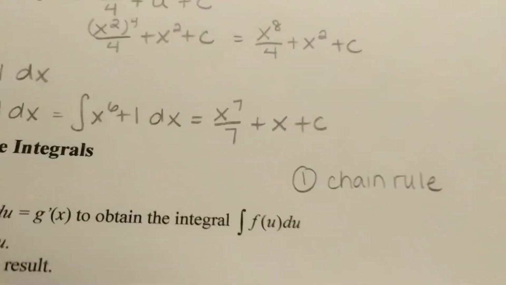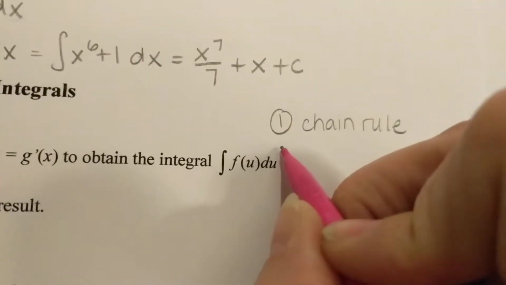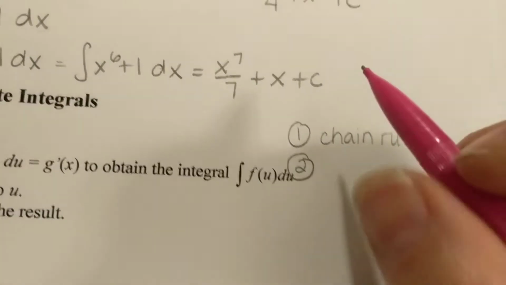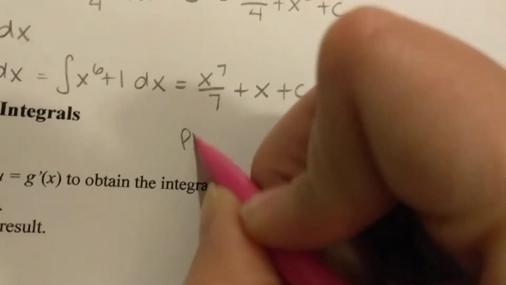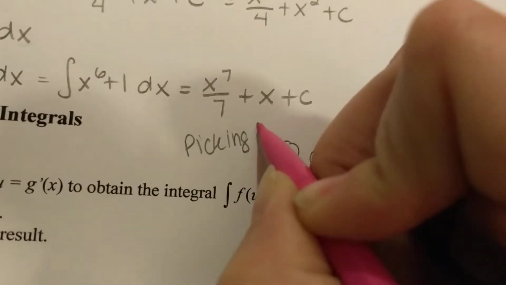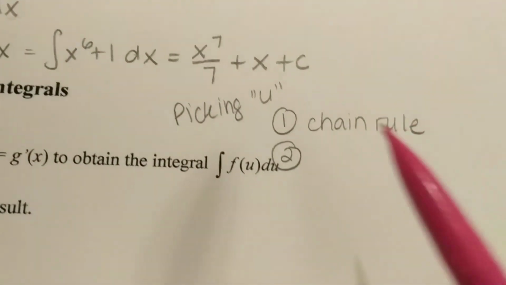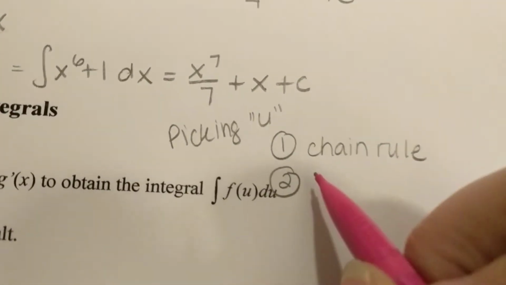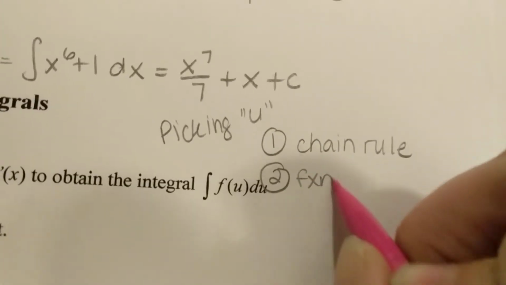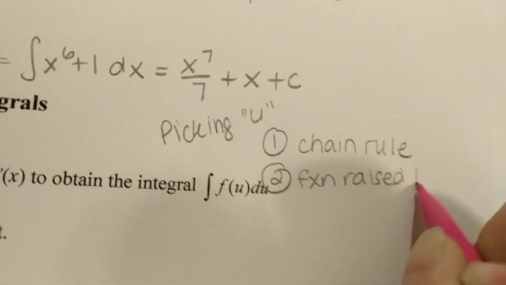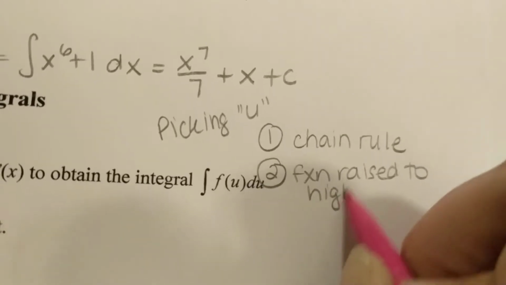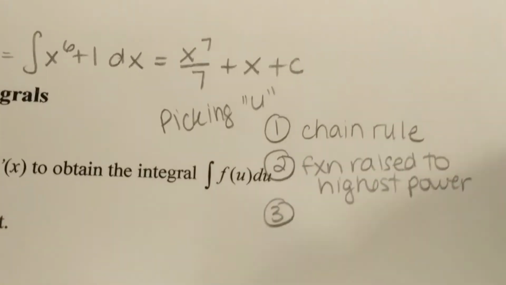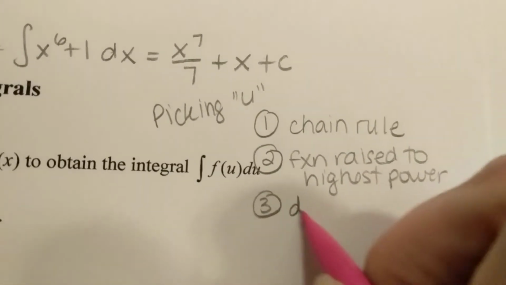I want to come back up here and write down a couple more places we would use substitution. The second place that you would see this, in order to find your u, I'm just going to write this out, picking u. You would do the function that's on the inside of a chain rule. Otherwise, you can look for the function raised to the highest power. The other way I like to look at it, if there's a fraction of some sort, it's always the denominator of a fraction.